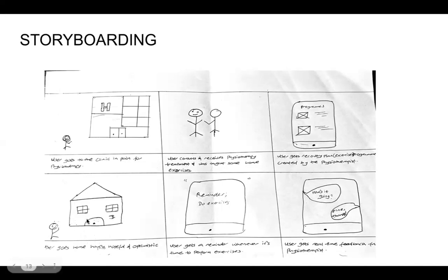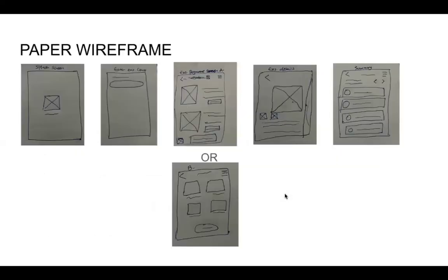Okay, user goes, I'm happy. User gets reminder whenever it's time to perform exercises. Real-time feedback. Okay. So paper wireframe, splash screen. What was this one? Enter code. Okay. Program. That's the exercise program. All right. Okay.